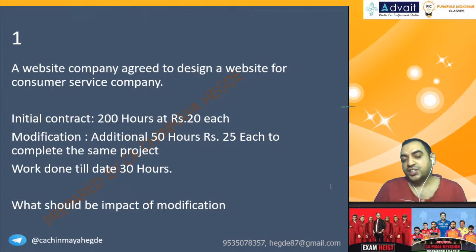This is not a distinct product. Therefore, we have to follow the cumulative catch-up basis. How does the cumulative catch-up basis work? If I knew this information from the beginning, what revenue should have been recognized, compare it with the actual revenue recognized, and the differential, the incremental, is the revenue to be taken to P&L. That is what is called the cumulative catch-up basis. So, no distinct product.